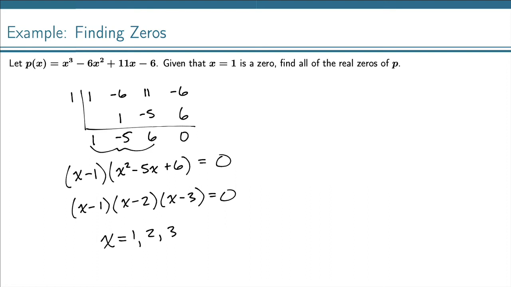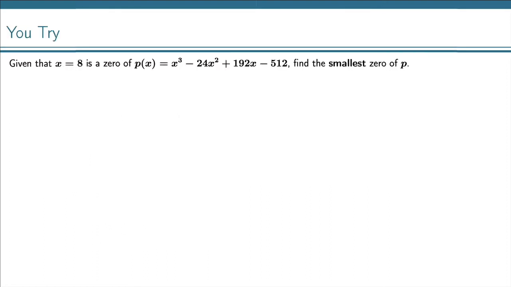Okay, that's a lot of practice with those. Why don't you go ahead and try the same thing. You're told that x equals 8 is a 0 of this polynomial. We need to find the smallest 0 of p, but that probably means we're going to have to find all the zeros of p. So go ahead and pause it and see what you can do with it.